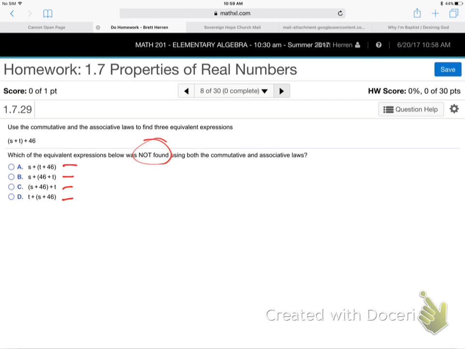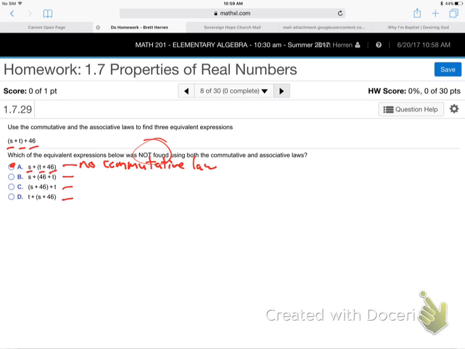Totally. Good observation. A is exact. Even though they've moved the parentheses, they've done the associative thing, they have not changed any order. See how A is in exactly the same order as the original? S, then T, then 46. S, then T, then 46. So they have no commutative law. They never changed the order. That's what the commutative law says. You can switch the order, huh? They never changed the order. So that would be the one.